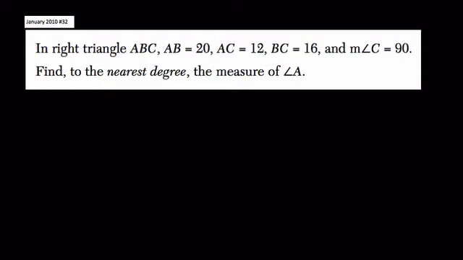Okay, so in this triangle, notice we're given all the side lengths. In right triangle ABC, AB equals 20, AC equals 12, and BC equals 16. So when you're setting this up, here we have 12, the hypotenuse needs to be 20. Think about why that is: the longest side is always the hypotenuse, and that's the longest number here. So we have 12 and 16 and 20.